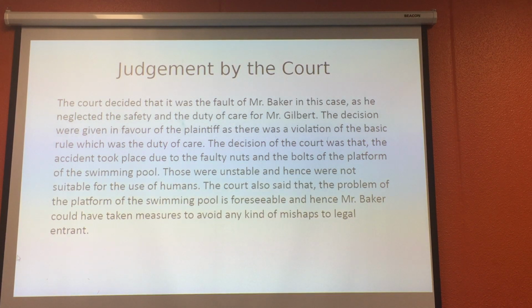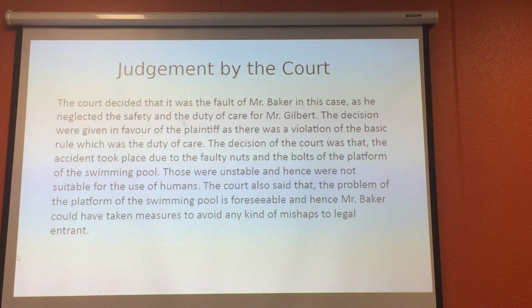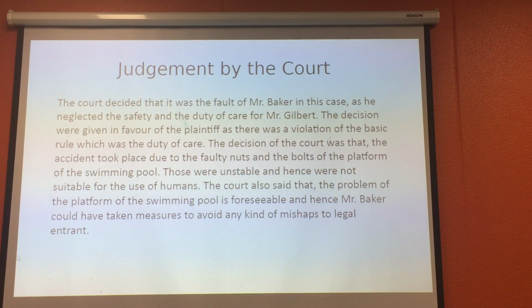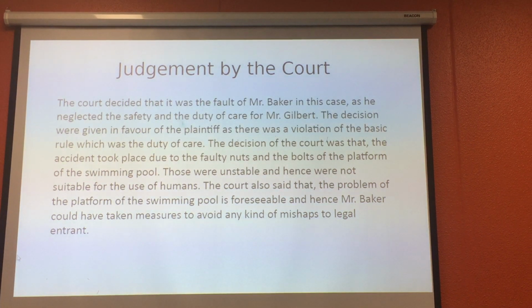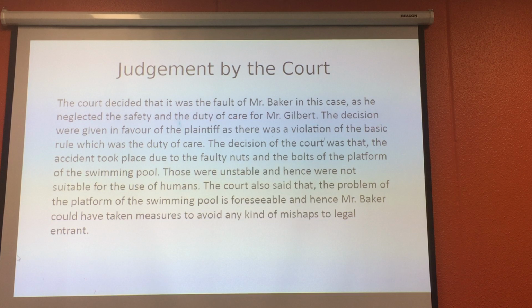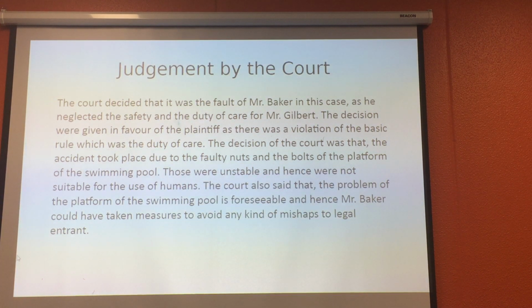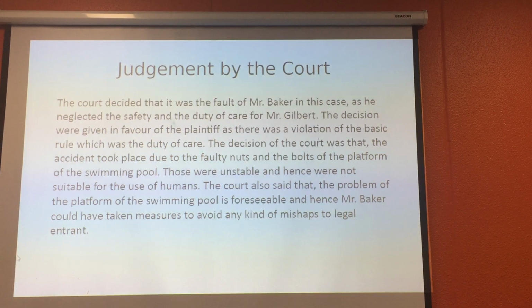The judgment by the court in this case was that Mr. Baker was found to be neglecting the safety duty which he needed to fulfil. The decision was given in favor of Mr. Gilbert, the plaintiff, because the basic rule of the duty of care was violated. The court held that it was Mr. Baker's fault, as the nuts and bolts of the swimming pool were his property and he didn't maintain them as he should have. He should have known it was not safe for humans. That problem was foreseeable if Mr. Baker had been careful.